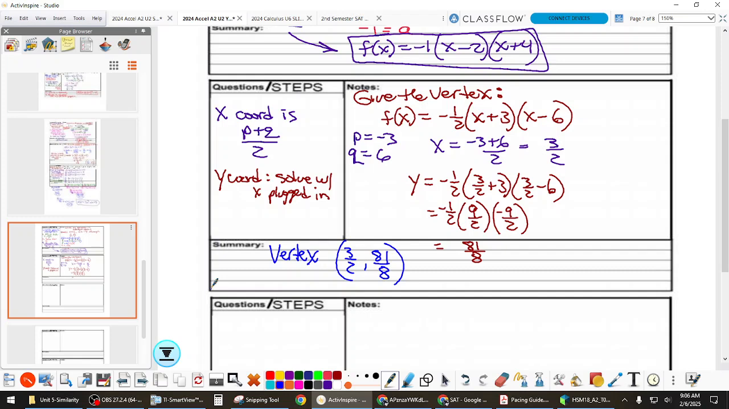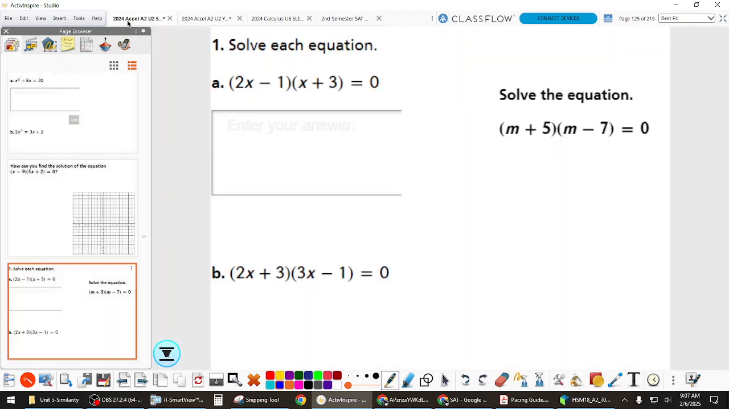Could you graph that? Where's 3 halves? 1.5. Where's 81 eighths? 10. Yeah, just barely past 10, right? If you're graphing with a pencil, you probably won't even be able to tell that it's past 10. Guys, that's some of the details of intercept form.